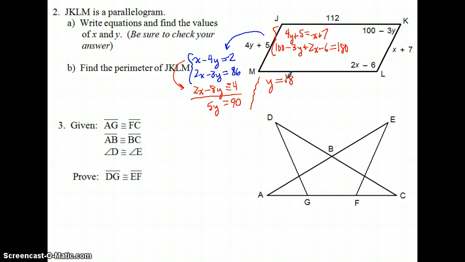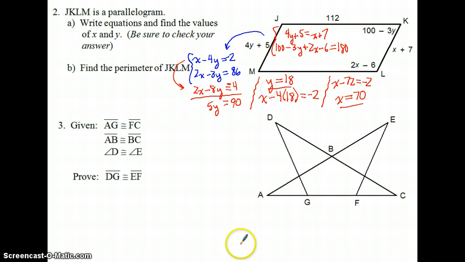Phew, that took a long time. Then I put that back into some equation somewhere. Now that I know I fixed this negative 2, I'm going to do this one because it doesn't look quite so nasty. x minus 4 of those 18s is supposed to be negative 2. So 4 times 18 is 72. x minus 72 is supposed to equal negative 2. So add 72 to both sides. x better be 70. Okay, so x is 70.